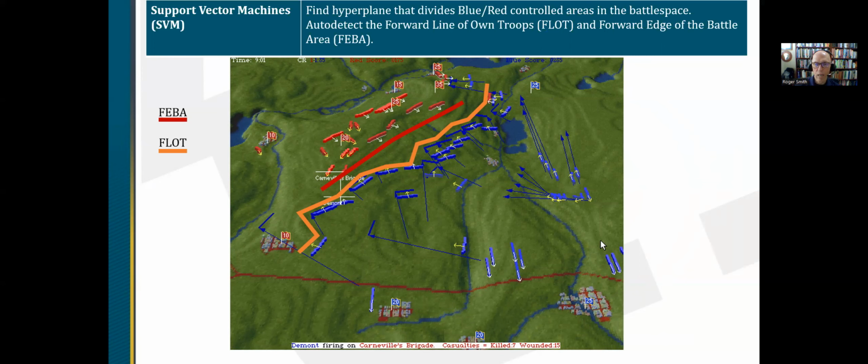But it couldn't be done very well by computers until machine learning algorithms and deep learning algorithms came along. And a support vector machine would be very good at drawing these lines in real time and updating them continuously during a simulation or during an assessment.